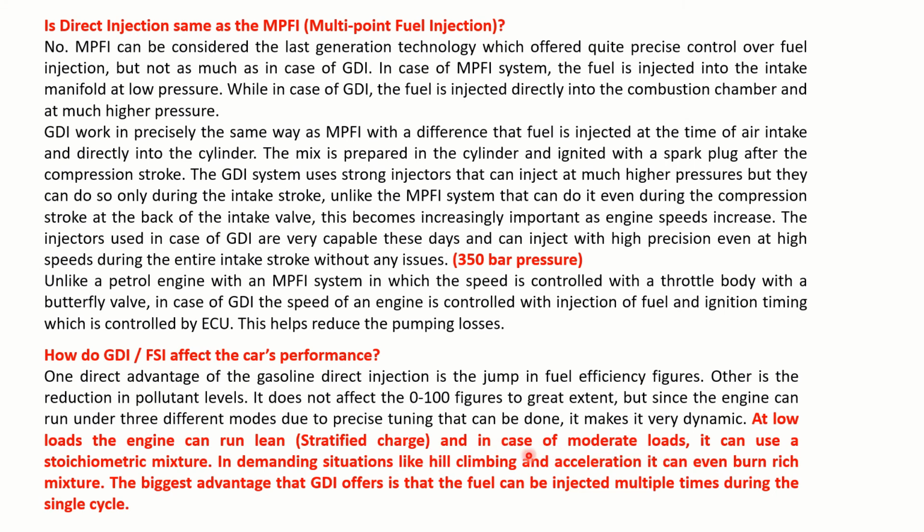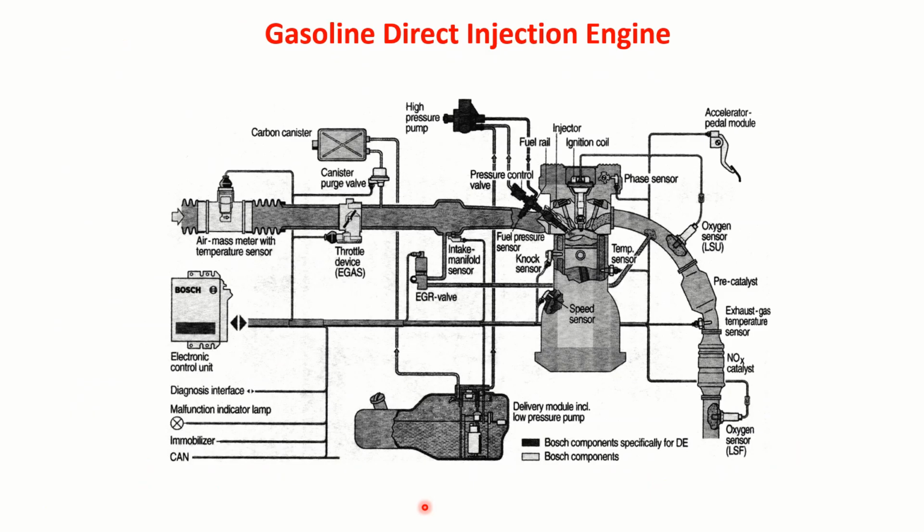In case of moderate loads, it can use a stoichiometric mixture. In demanding situations like hill climbing and acceleration, it can even burn a rich mixture. The biggest advantage that GDI offers is that the fuel can be injected multiple times during a single cycle. That's how it can manage the right air fuel ratio. The only thing is, I've shown the injector directly mounted above the cylinder.